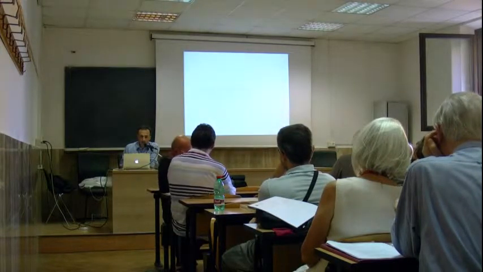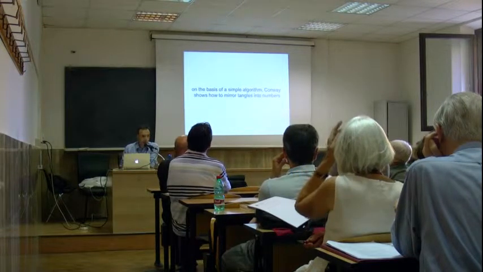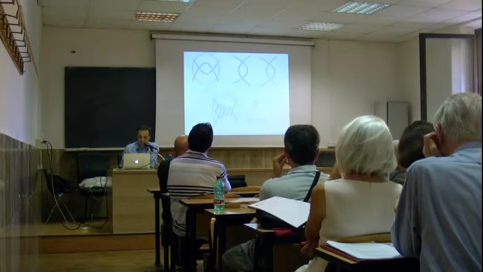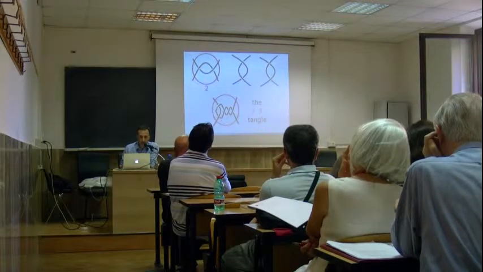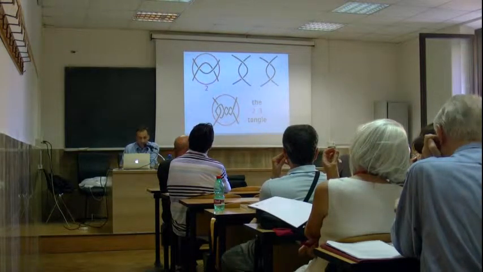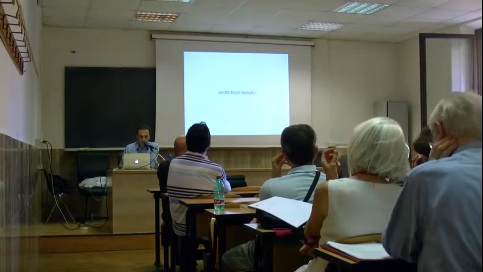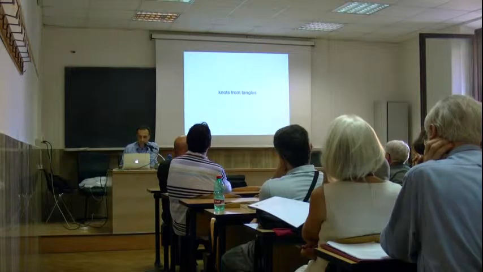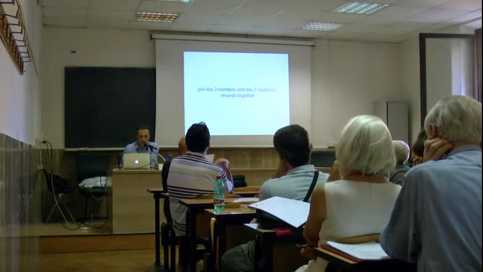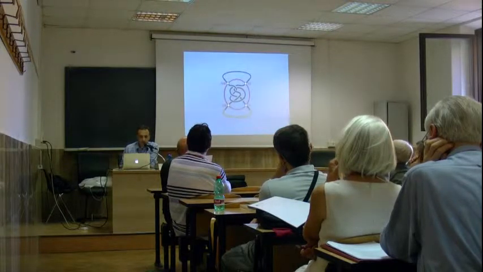On the basis of a simple algorithm, Conway shows how to map tangles into numbers. That's an example of expressing tangles by numbers. That's the 2-3 tangle. I will not give you the entire story, obviously, but you can obtain knots from tangles. You just have to join the 2 northern and 2 southern strands together. So from the tangle you get this specific knot.